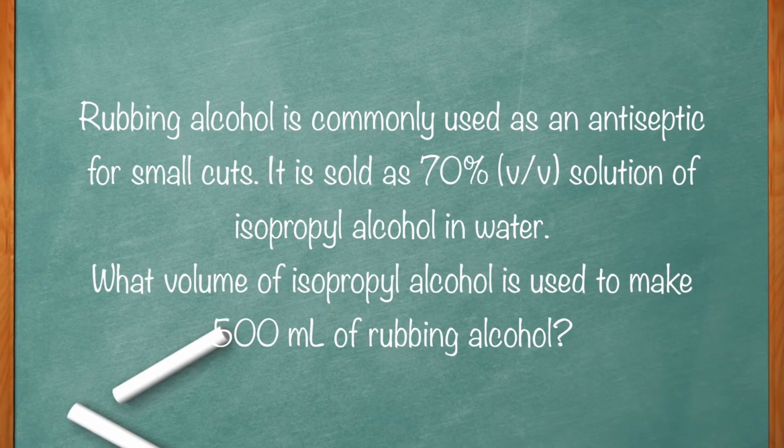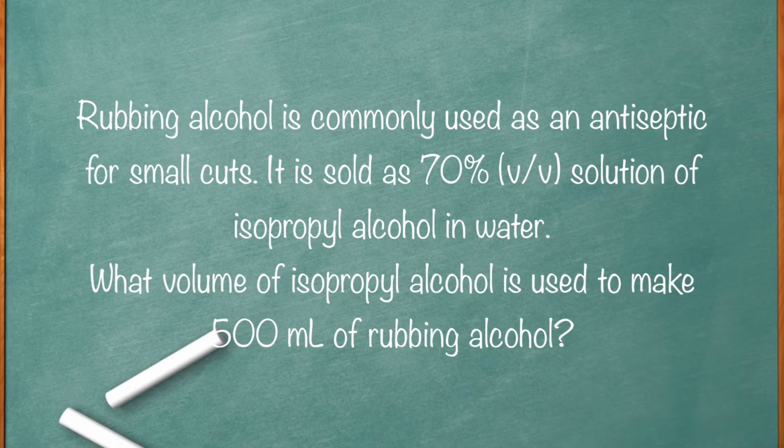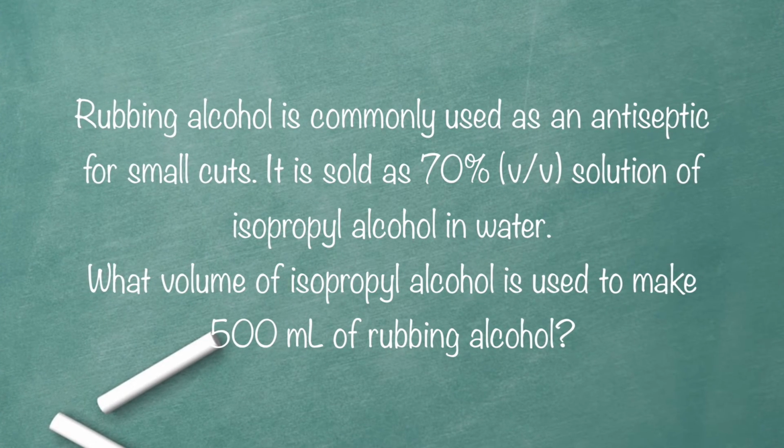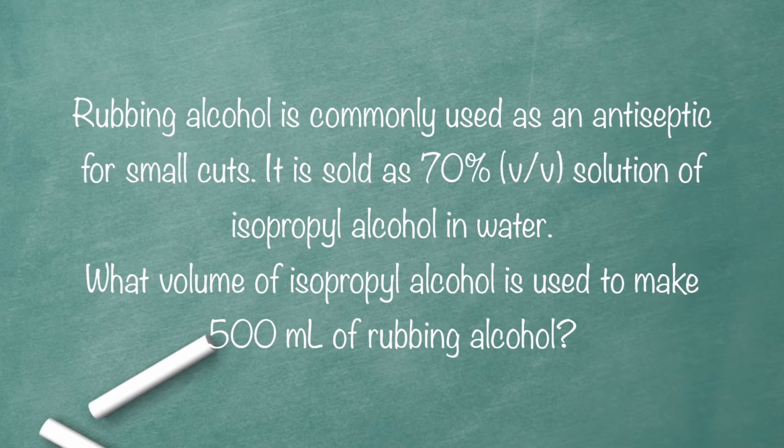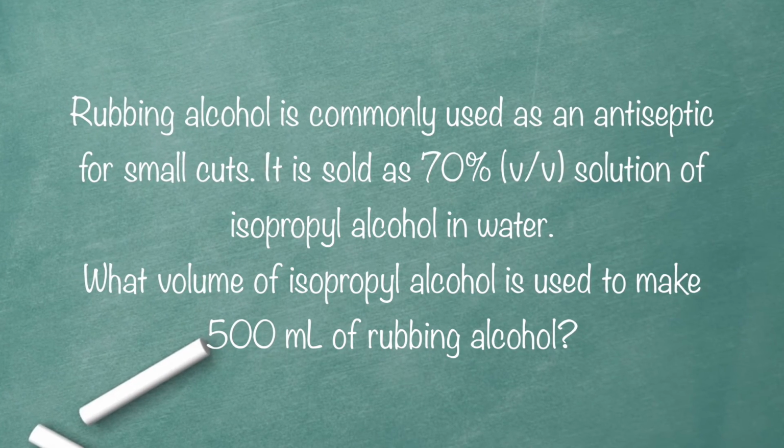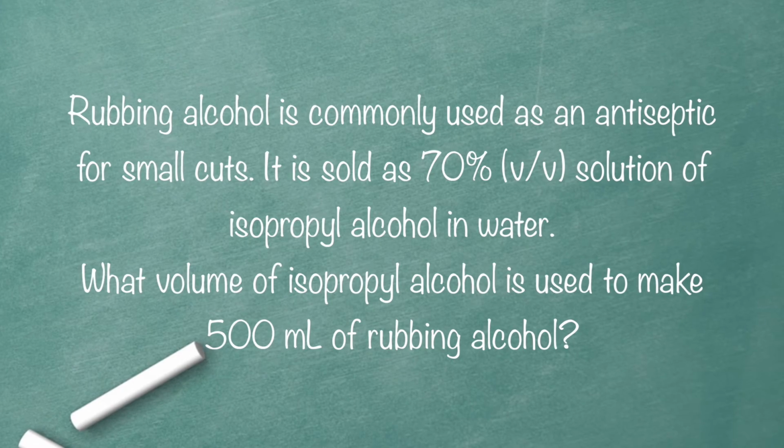Next up, rubbing alcohol is commonly used as an antiseptic for small cuts. It is sold as a 70% solution of isopropyl alcohol in water. So what volume of isopropyl alcohol is used to make 500 milliliters of rubbing alcohol?